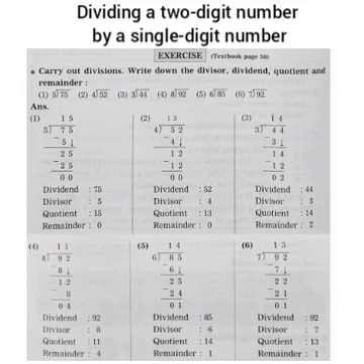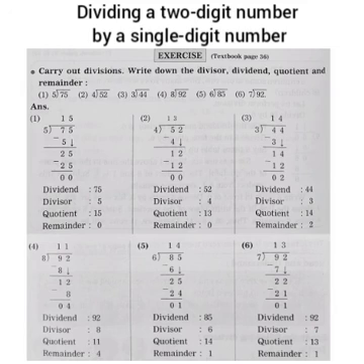It makes 25. 6 fours are 24. 25 minus 24 is equal to 1. Dividend is 85. Divisor is 6. Quotient is 14 and remainder is 1.